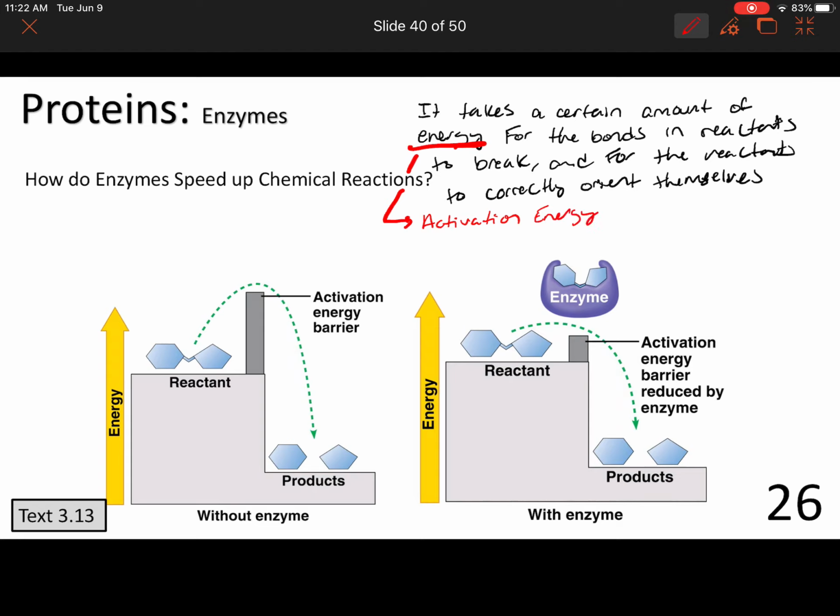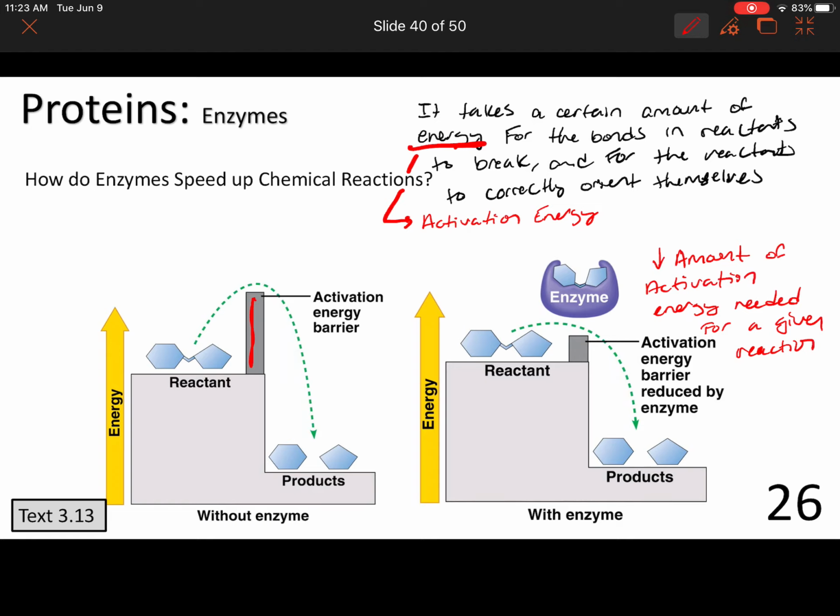We have a name for this type of energy. This energy that we're talking about is called activation energy. You can think of it as the amount of energy it takes to start the chemical reaction, because the chemical reaction isn't going to progress until those bonds within the reactants are broken and the reactants are in close proximity in the correct orientation with one another. What enzymes do is they decrease the amount of activation energy needed for a given reaction.